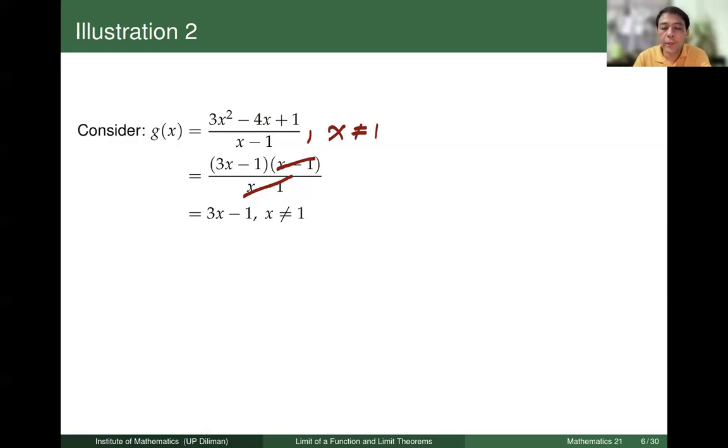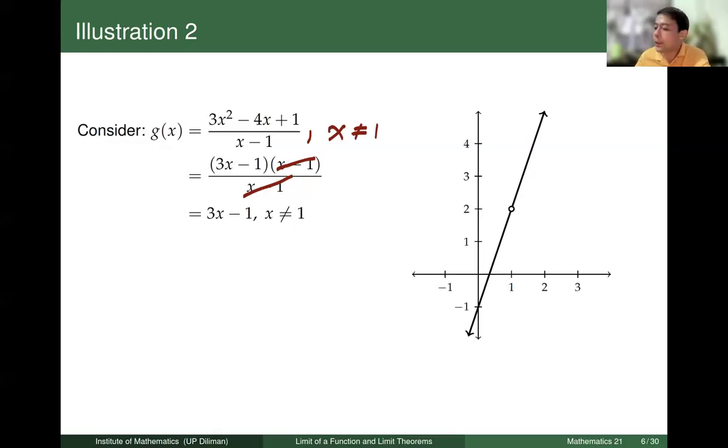Use f of x. So, graphically, what happens to it? At x equal to 1, g of x is not defined. So that means we have here a hole. Okay, so there's a hole at this point here.